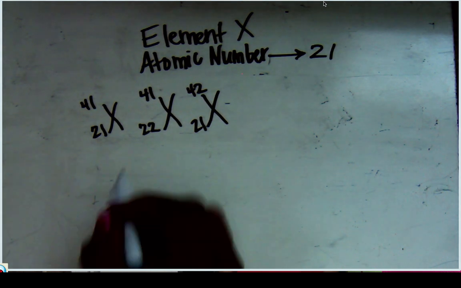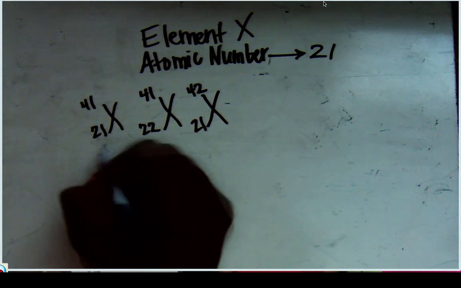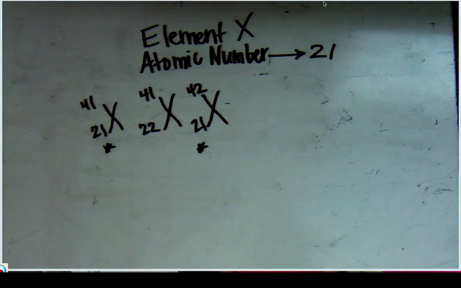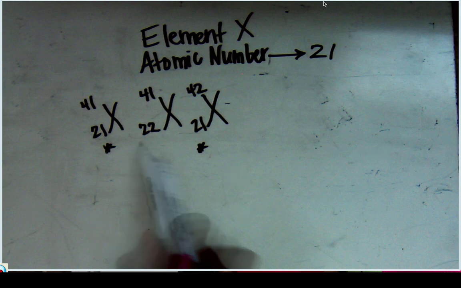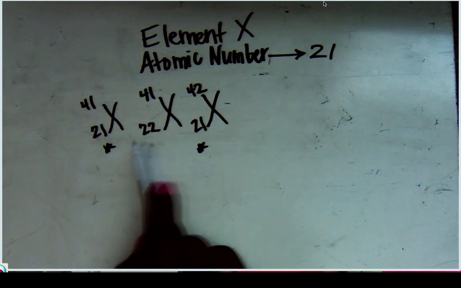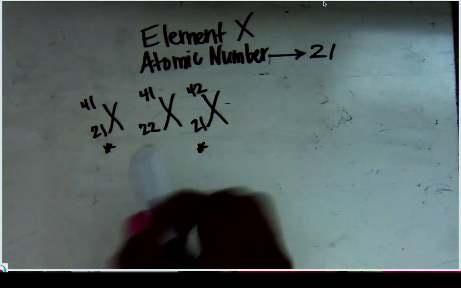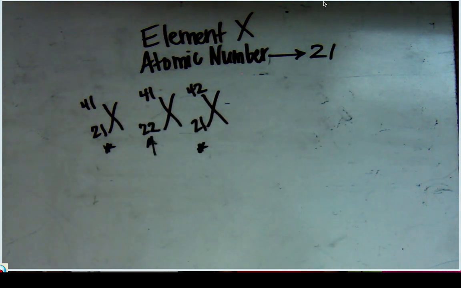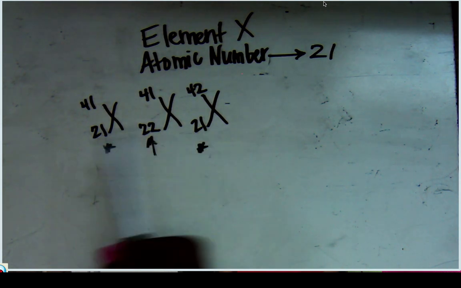You're looking at X41 and X42. This particular one is not an isotope because the atomic number is different. In order for them to be isotopes of the same element, the atomic numbers must be the same.